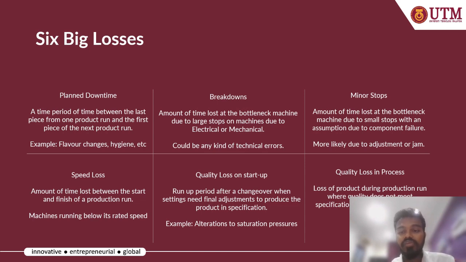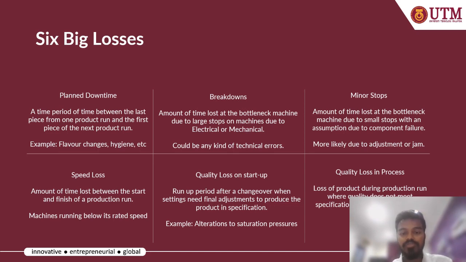Next will be the breakdown. Breakdowns are a significant period of time in which equipment is scheduled for production but is not running due to an unplanned event. For example, equipment breakdown, tool failure, unplanned maintenance, lack of operators, materials issues, that kind of issues.